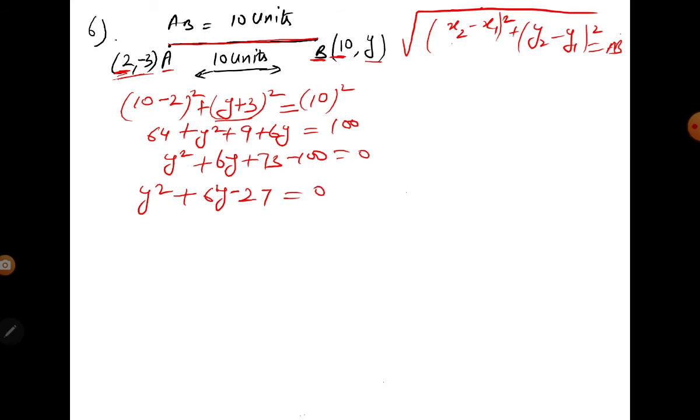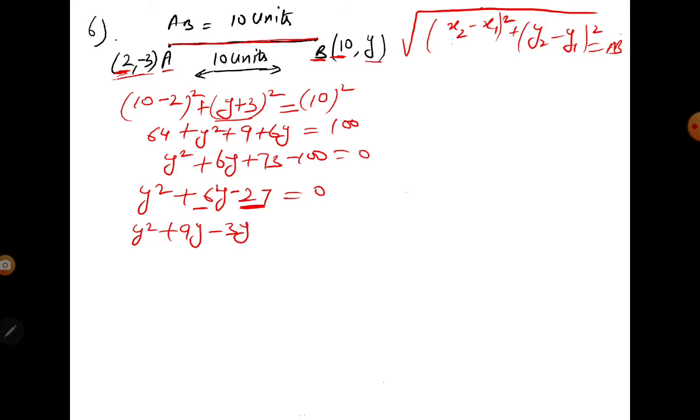Now what are the two numbers? Here it is 27. The product of the two numbers should be 27, and their difference should be 6. 9 threes are 27 and 9 minus 3 is 6. So we can take here 9y minus 3y.